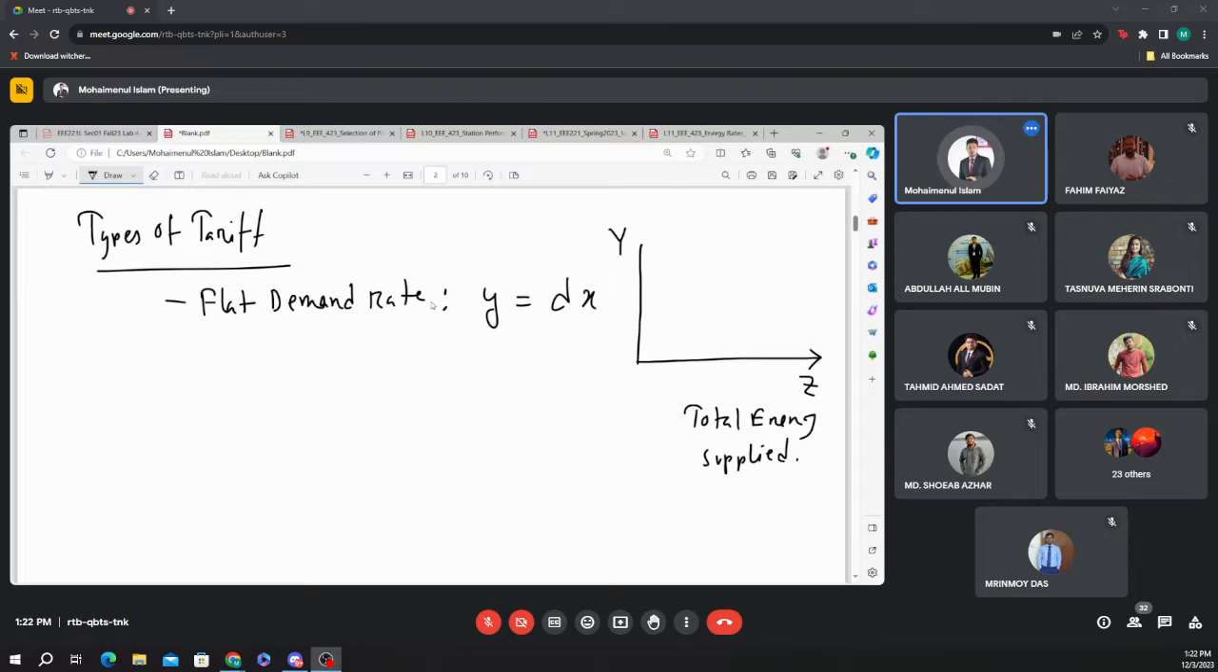So z is the maximum total energy supplied, you can say. And if your demand is x1, so your rate should be this one, a flat rate, maybe 5 taka per energy. If you have demand 2, that means maybe you need 2 kilowatt. Previously it was 1 kilowatt, you have the rate maybe 5 taka per energy. If you have the demand 2 kilowatt, maybe it is 10 taka per kilowatt energy. If you have the maximum demand maybe 3 kilowatt, then it should be maybe 15 taka per kilowatt hour energy.